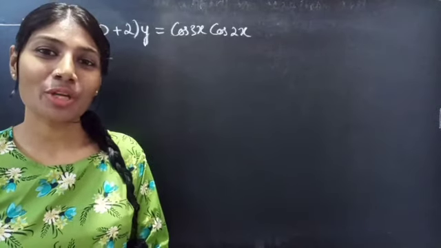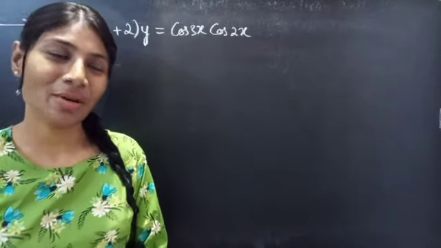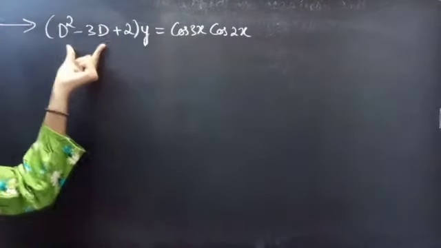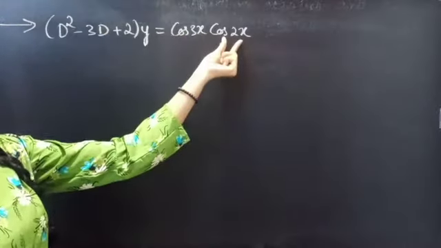In this video we are going to solve a differential equation from higher order linear differential equation. So let's get going. Problem: solve (D² - 3D + 2)y = cos 3x cos 2x.